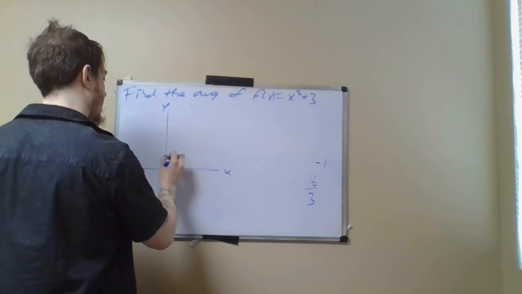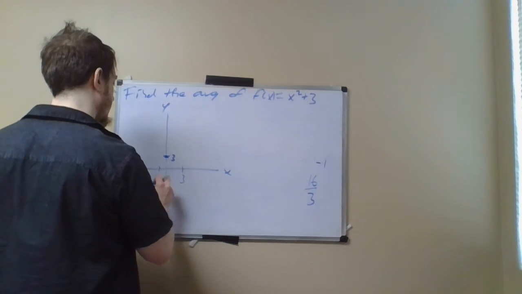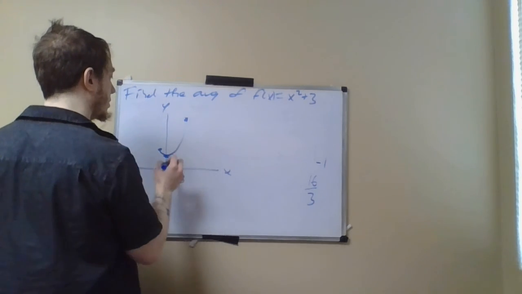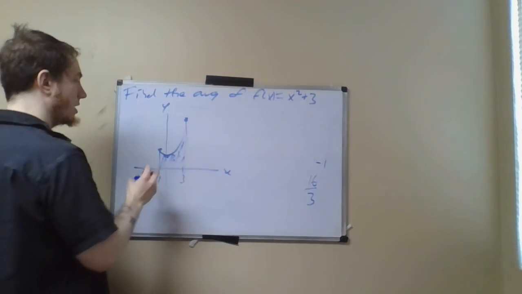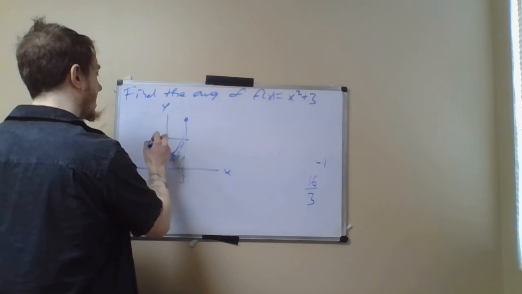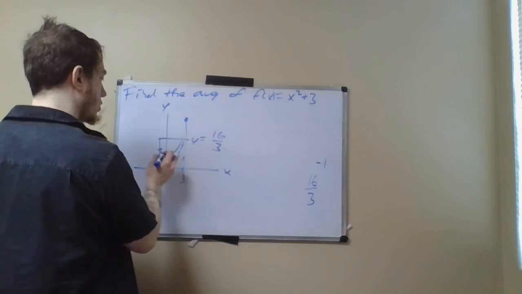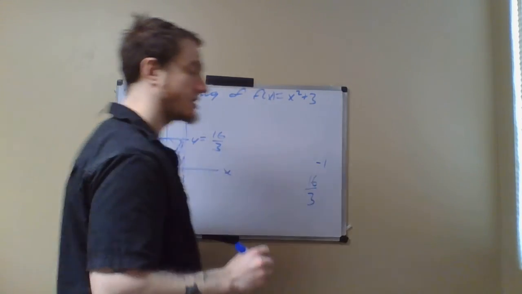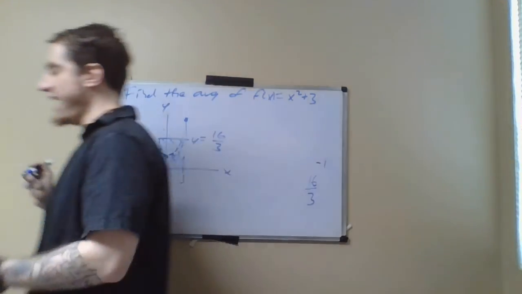X squared plus 3. It crosses the y-axis at 3. We're going over here between minus 1 and 3. And so what we get is this piece of a parabola looking like this. And there's some sort of area in this region. Well, the area of this region is the same as the area of a box at a height of y equals 16 over 3. So this area down here and this area that is in this box, they are the same. So that's kind of another way of thinking about the averages.